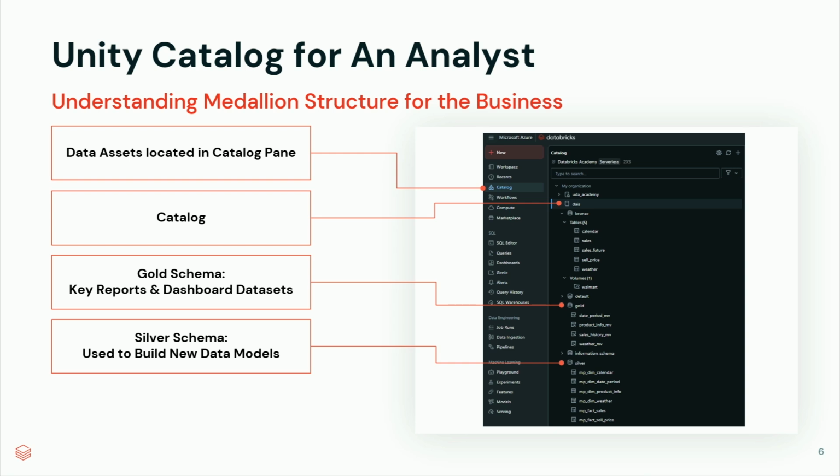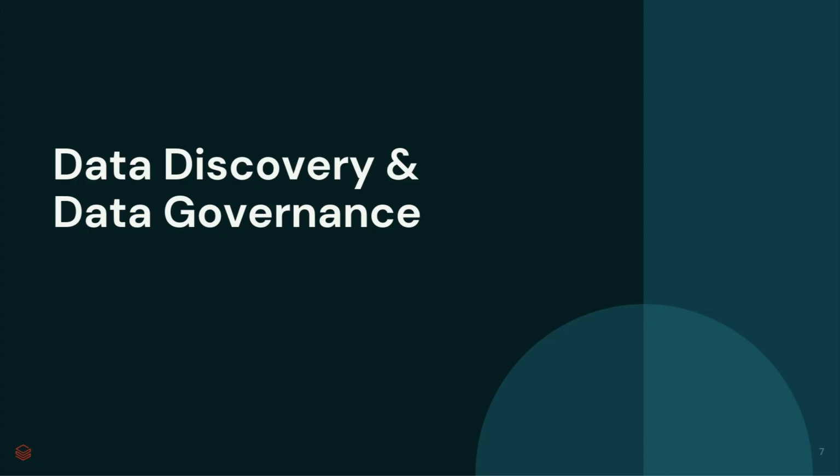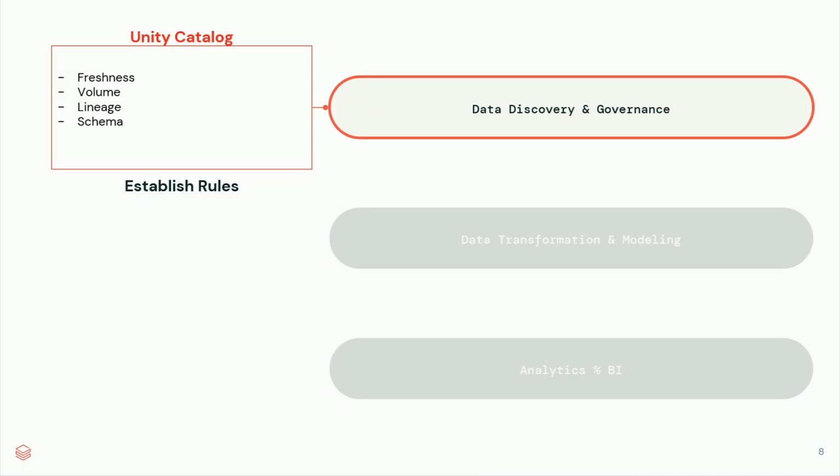Now, what an analyst needs to understand is that as data objects move through this medallion structure, they are transformed and created and feed business use cases. Analysts should start envisioning how these data objects are transformed and created, and the rules that govern them, through these processes: data discovery and data governance. Now, I'm going to skip through this slide, and let's just get right into it.